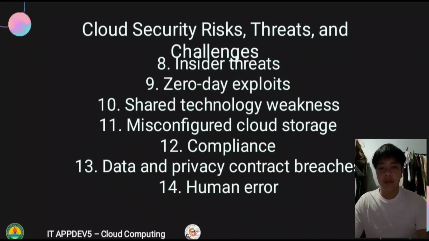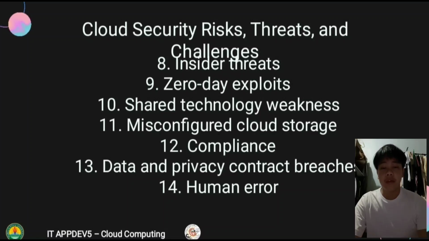Number 11, misconfigured cloud storage. Mistakes in cloud settings can leave data open to the public or hackers. Number 12, compliance issues. Not following security laws or rules can lead to legal trouble. Number 13, data and privacy contract breaches. Companies break agreements on how data should be handled, risking fines and trust.